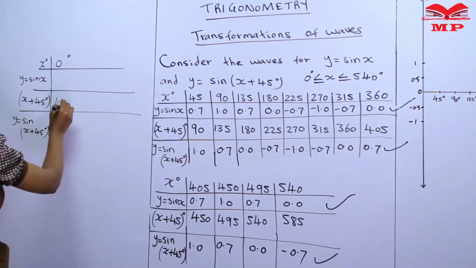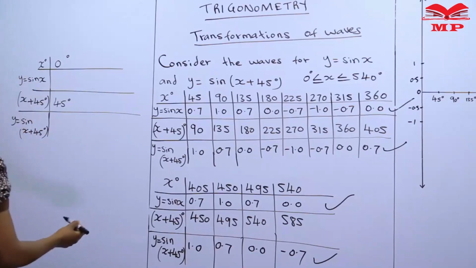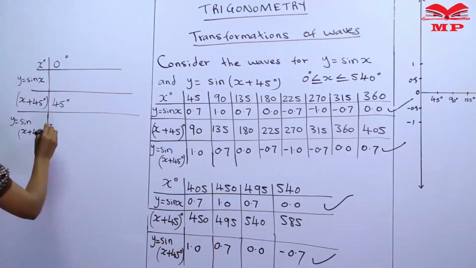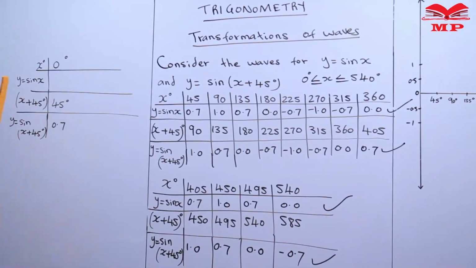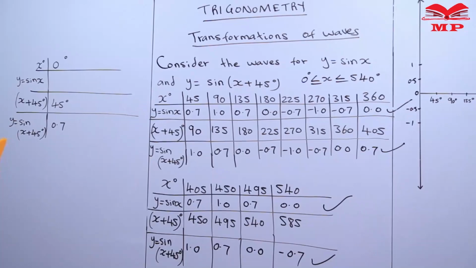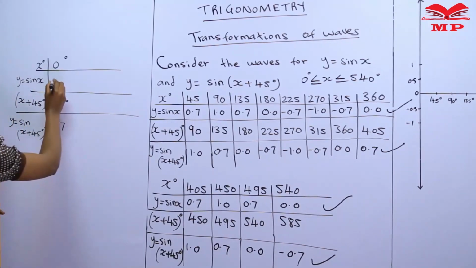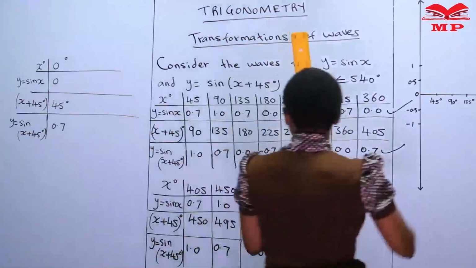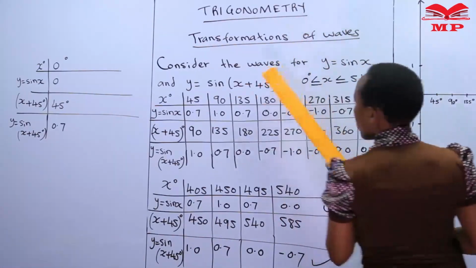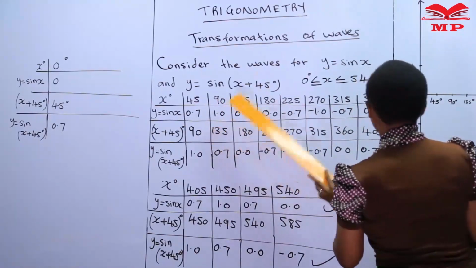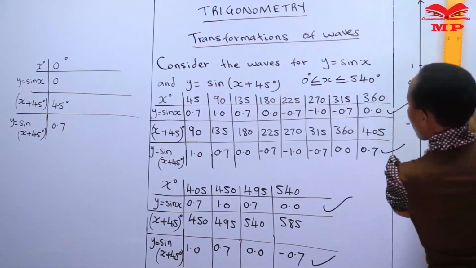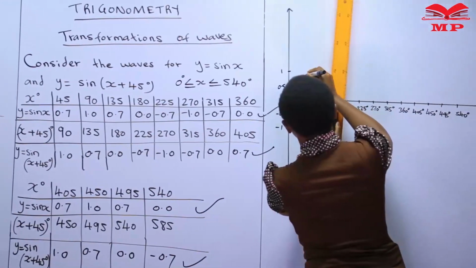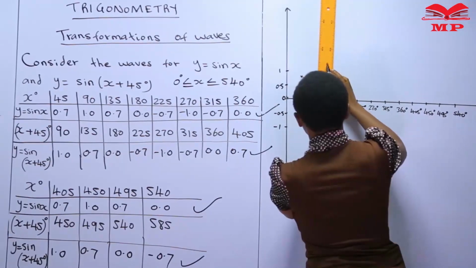In this we have 45 degrees. So we have sine 45 degrees, which is 0.7. We also have sine 0, which is equal to 0. So we start with the first one: 0, 0. Then before 90 we have 45, which gives 0.7. Then at 90 we have 1.